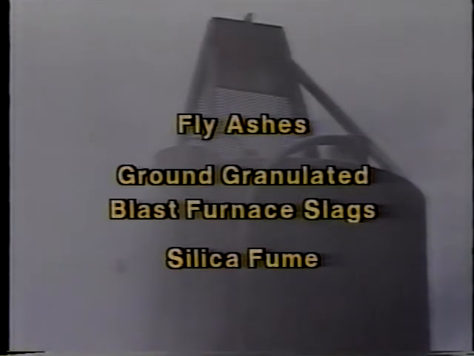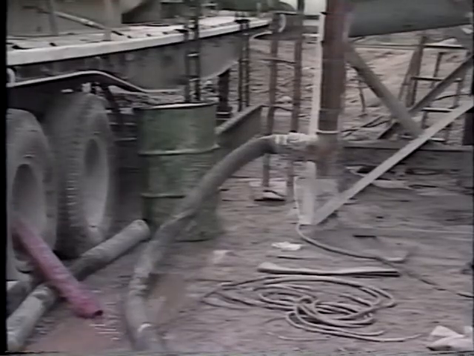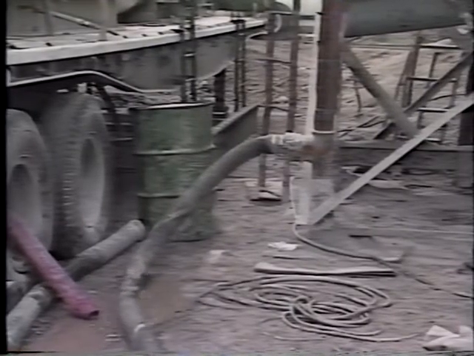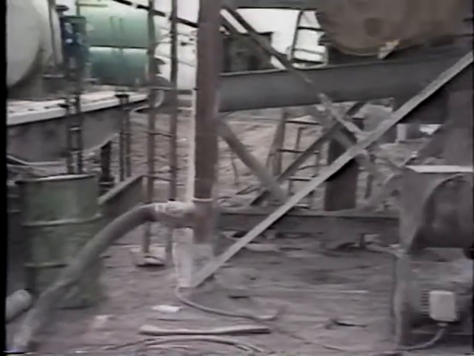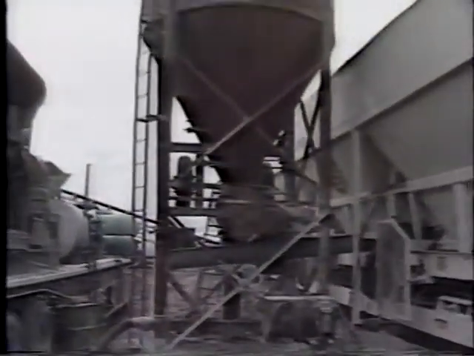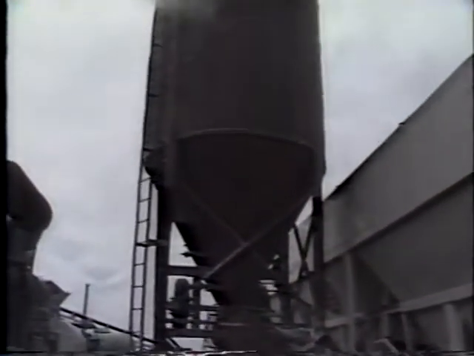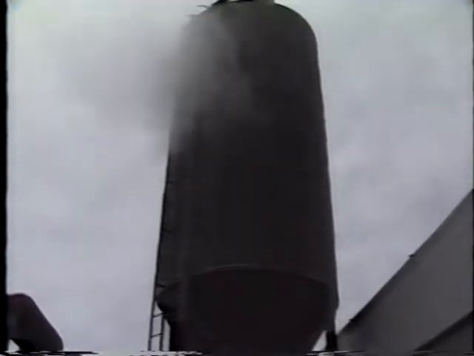Pozzolanic materials are widely used to prevent ASR. These include fly ashes, ground granulated blast furnace slags, and silica fume. Fly ashes are most effective when they replace 20 to 40% of the cement. Slags are used at higher quantities, replacing 50 to 75%. Because silica fume is very finely divided and reactive, it's normally added in the range of 5 to 10% by weight of cement.